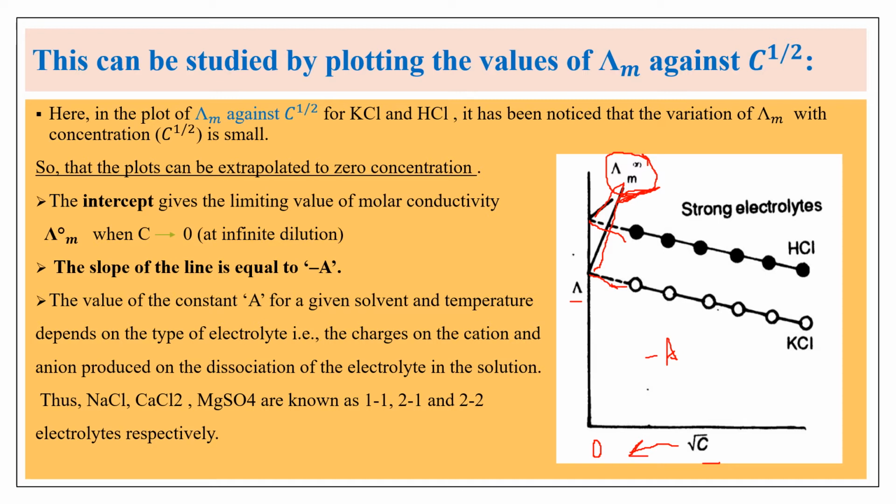So this is the graph for the variation of molar conductivity of a strong electrolyte with concentration, in which we have to extrapolate the graph to achieve the infinite dilution for a strong electrolyte. As we extrapolate the graph after approaching the concentration towards zero, we get at infinite dilution a value of molar conductivity that is known as limiting molar conductivity, or the molar conductivity at infinite dilution.